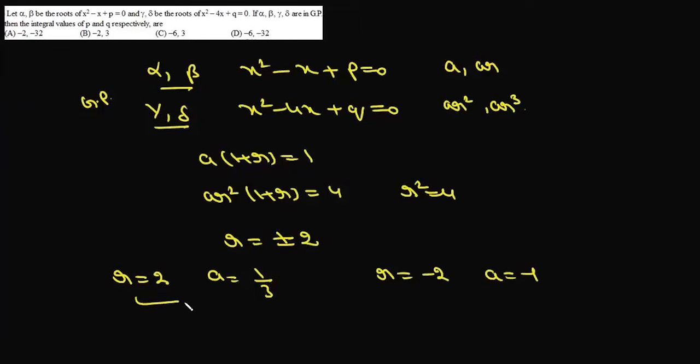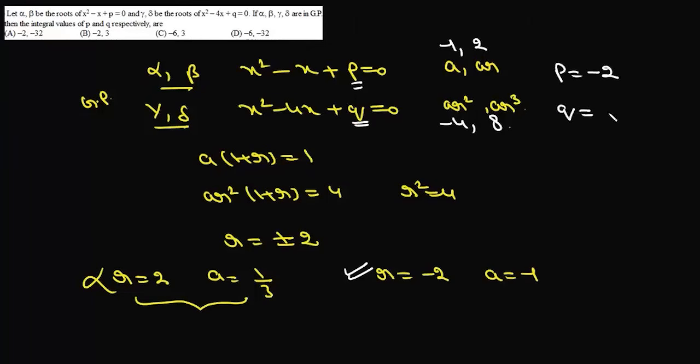Now R equals 2 and A equals 1 by 3 will not give us integral values of P and Q. So we are going to discard it. So the only solution we have in this case is when A is minus 1 and R is minus 2. So here roots are minus 1, 2, minus 4 and 8. Now P is simply product of roots. So in this case P is minus 2 and Q is product of roots of this second equation, which is minus 32, and that's your option A.